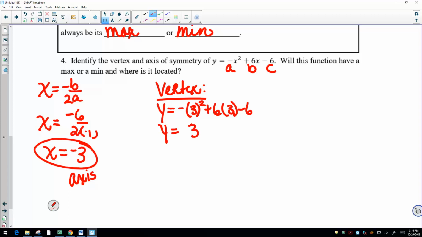So where's my vertex located? Well, at negative 3 from the x coordinate, and should be 3. And actually, I have a mistake here. That should be a positive 3. We were right the first time. And over here, this should be a positive 3.